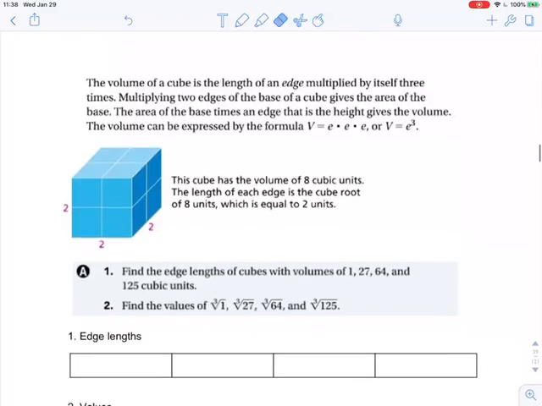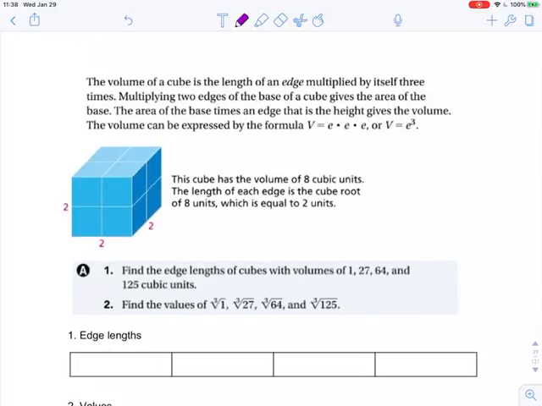Okay, it says the volume of a cube is the length of any edge. So an edge represents the corner, 1, 2. It's got a length of 2 there, multiplied by itself 3 times. So the volume of a cube is equal to the edge times itself 3 times, or edge cubed.